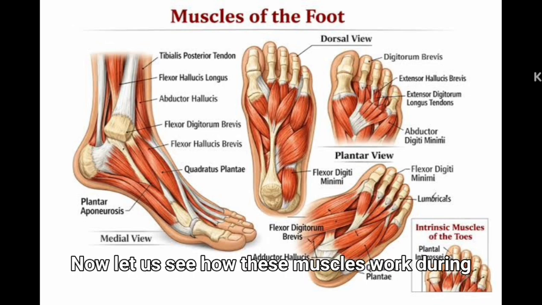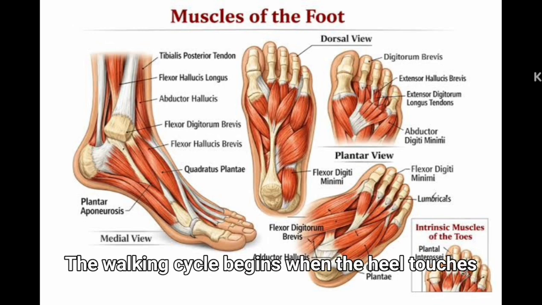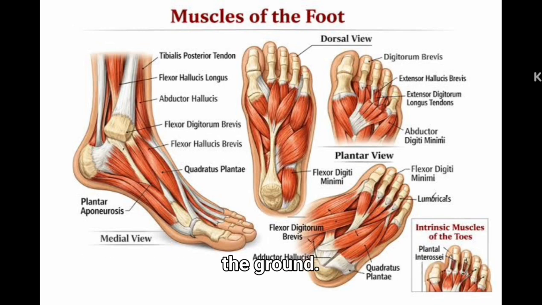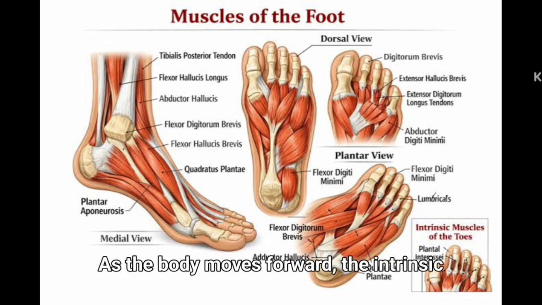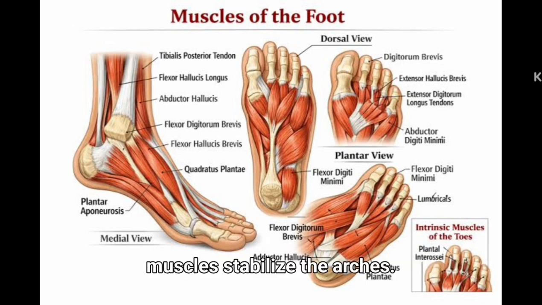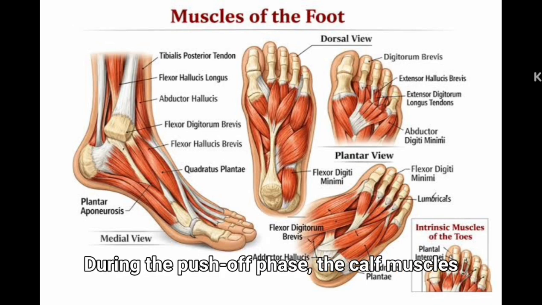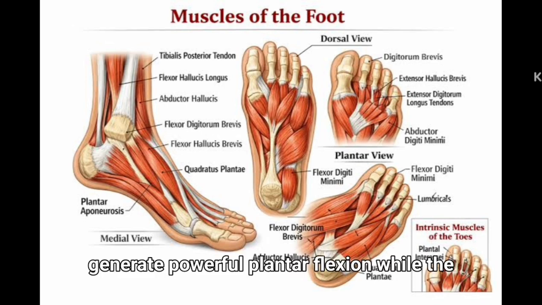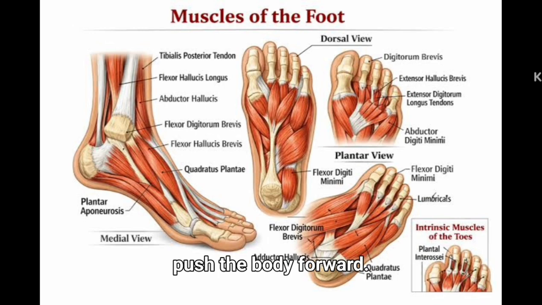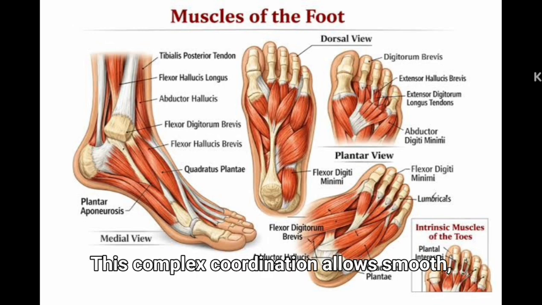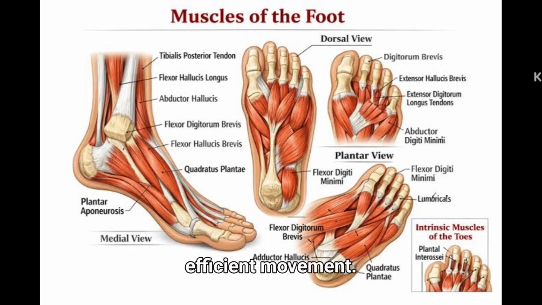Now let us see how these muscles work during walking. The walking cycle begins when the heel touches the ground. The tibialis anterior controls the lowering of the foot. As the body moves forward, the intrinsic muscles stabilize the arches. During the push-off phase, the calf muscles generate powerful plantar flexion while the flexor hallucis brevis and other toe flexors push the body forward. This complex coordination allows smooth, efficient movement.